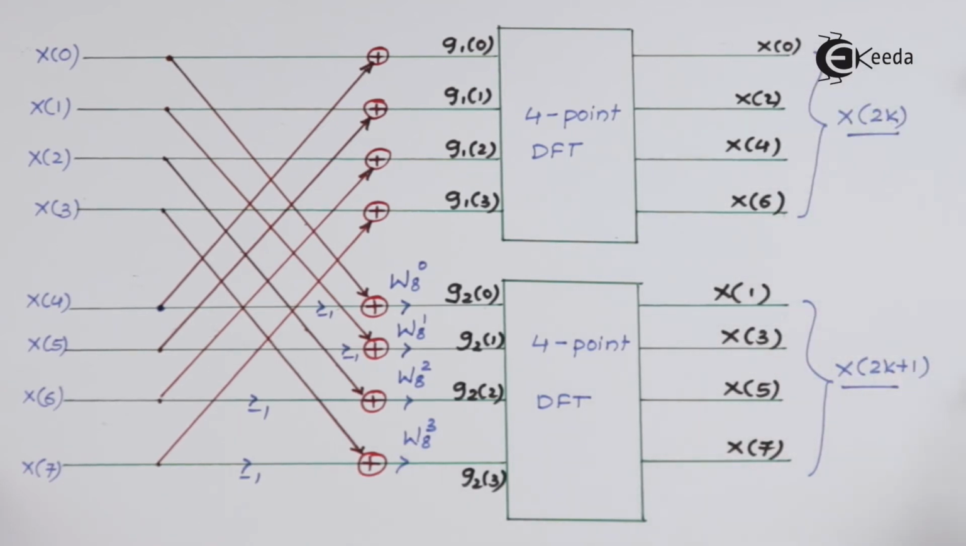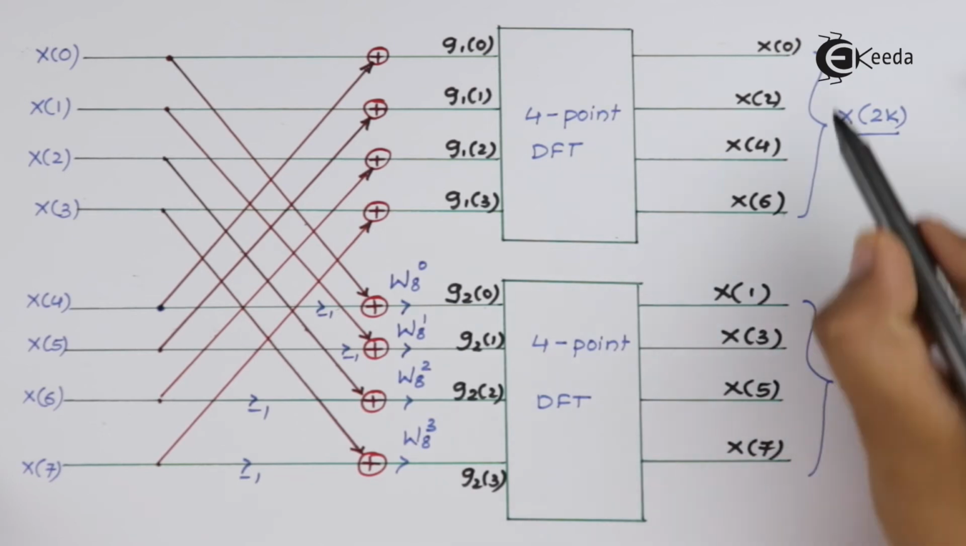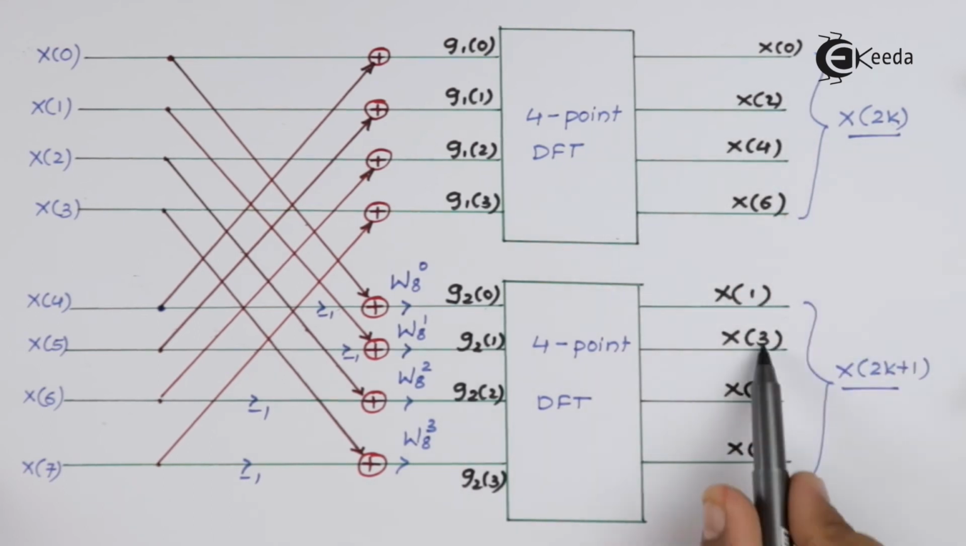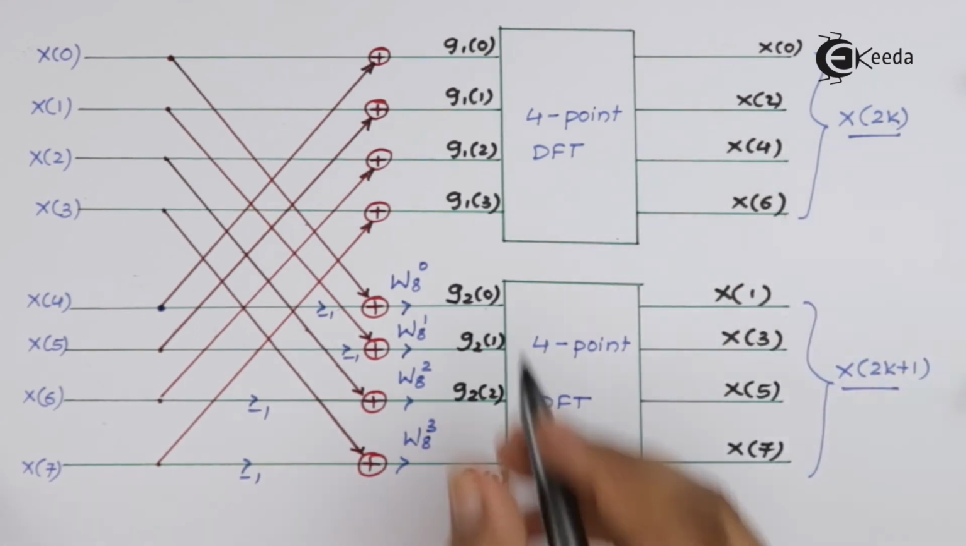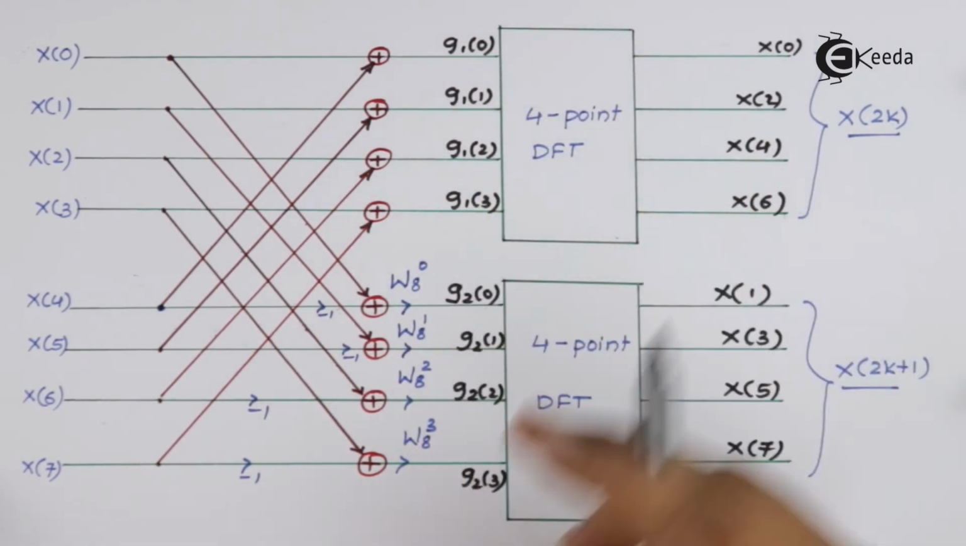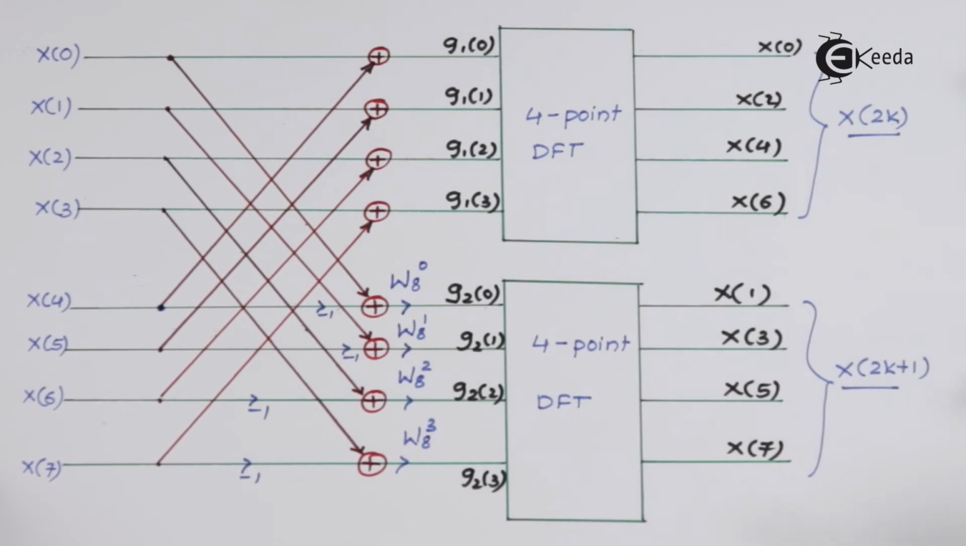But how to get the odd parts? We will add 1 in that. Means if we add 1 in this, then you will get x of 1, x of 3, x of 5 and x of 7. But now what is important, we have to find out the result of a 4-point DFT so that you will get the answer of this even part. So how to get this 4-point DFT answer? I'll show you. Basically we have divided 8 samples into 4 parts. Now we have to find out the 4-point DFT.